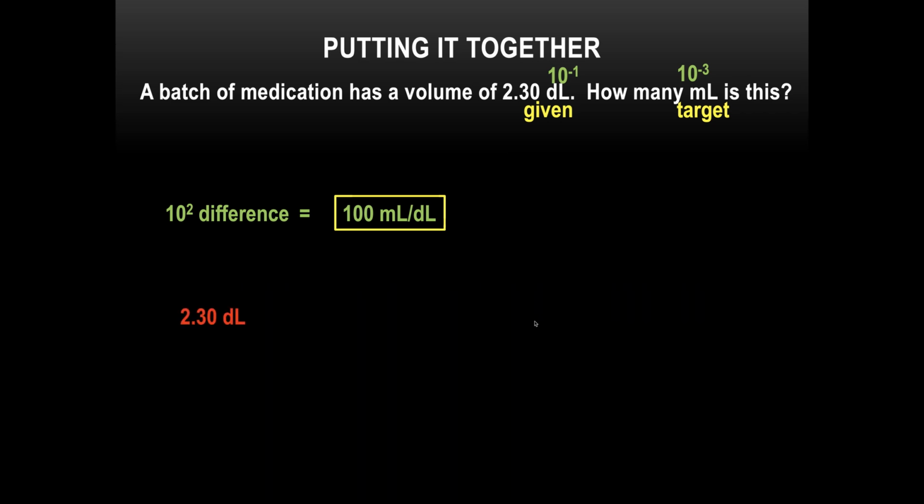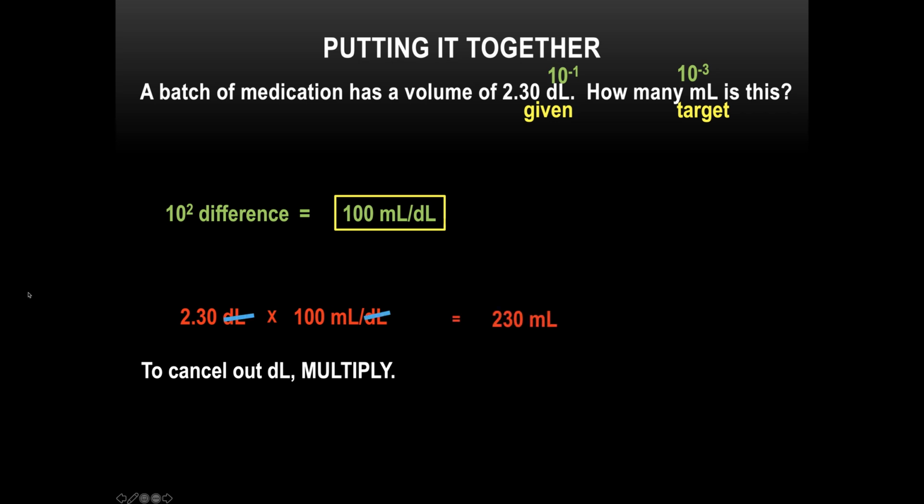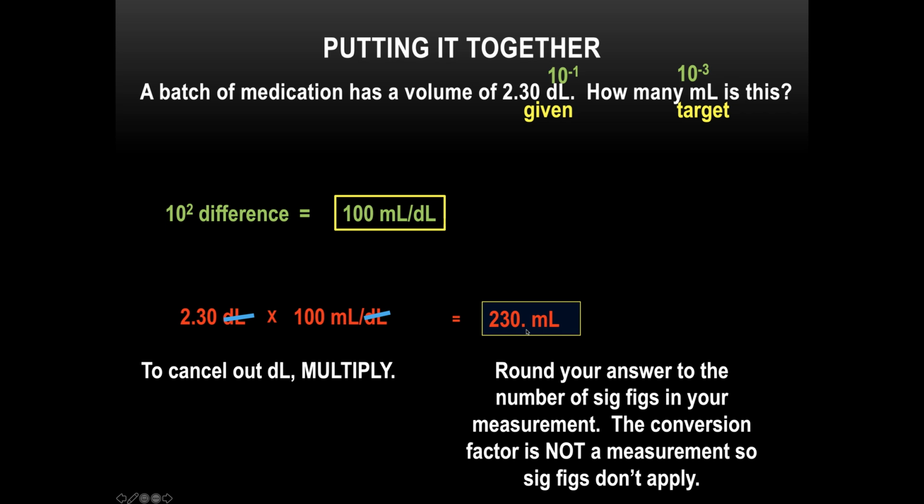Let's take our given number of deciliters and then write our conversion factor. Deciliters is in the numerator, deciliters is in the denominator. So once more, multiply, and that will cancel out deciliters and give you milliliters. However, bigger than 1 with a decimal point, they're all sig figs. 3 sig figs. We show 3 sig figs by putting what right here? That's right, a decimal point. And that way we show there's 3 significant figures.